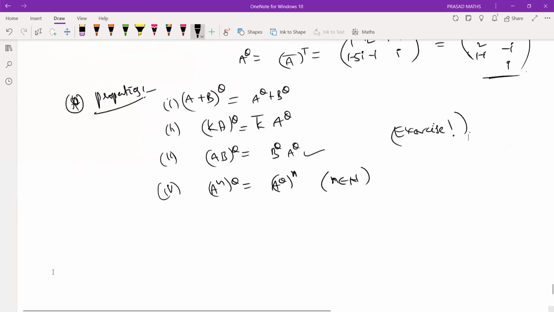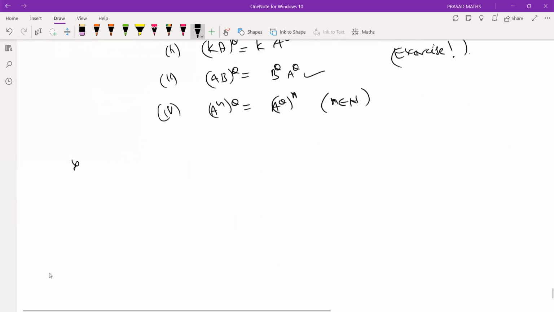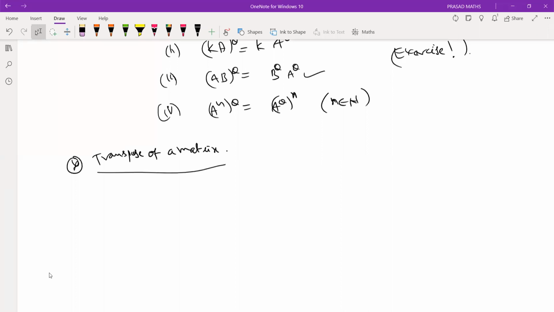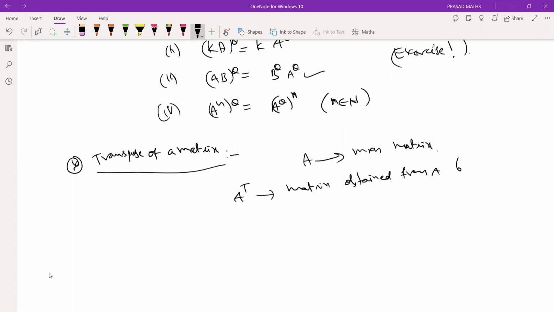Next is the transpose of a matrix. What is the transpose of a matrix? Suppose you take an m by n matrix. The transpose of a matrix A is simply the matrix obtained from A by interchanging the rows and columns.